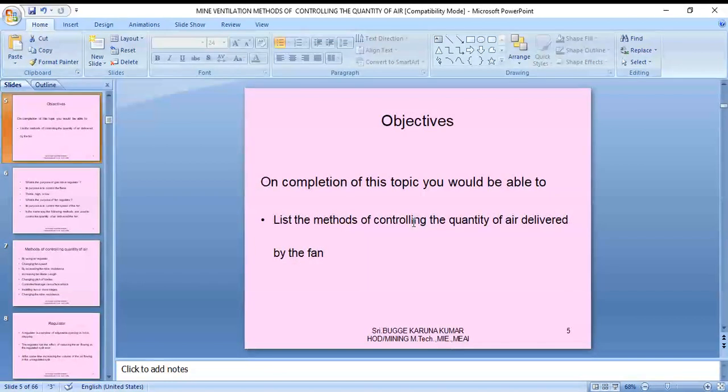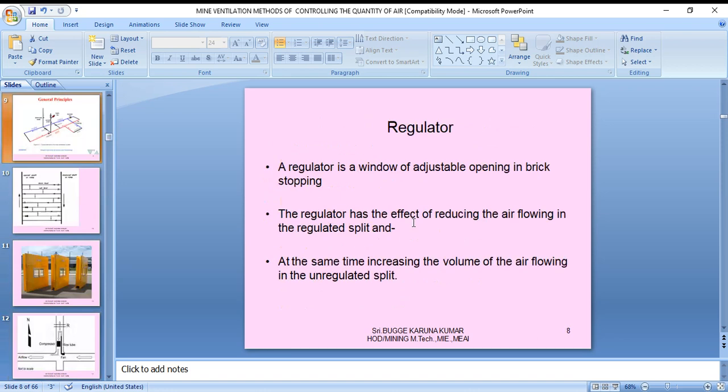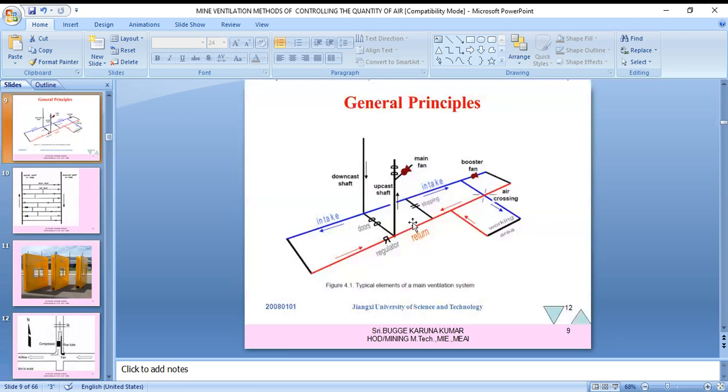This is about controlling the quantity of air. I hope that you enjoyed this class. Controlling the quantity, that is, how much quantity the mine fan is delivering, so that it may reach the end point of the particular location, for which you are using the fan.